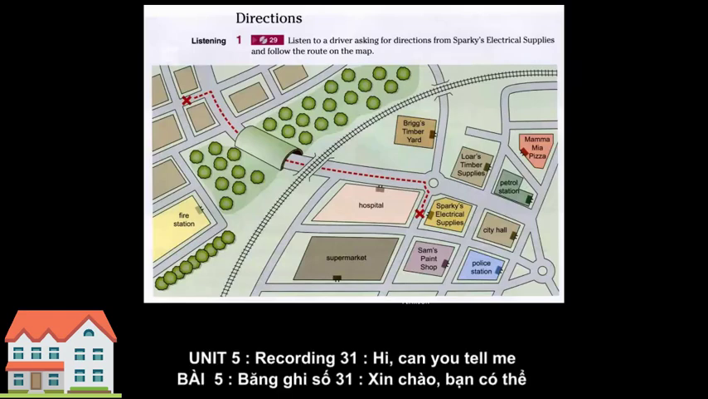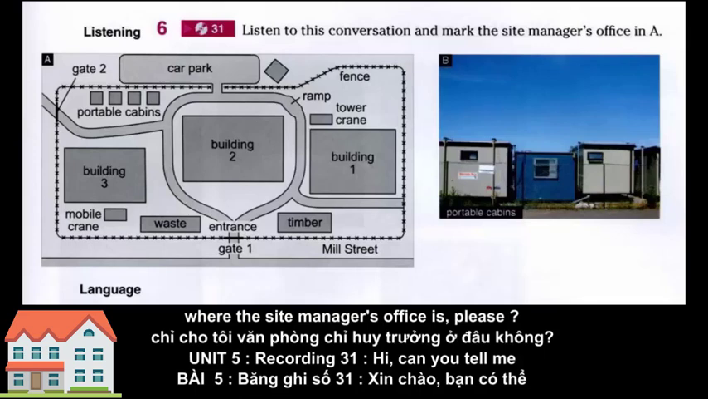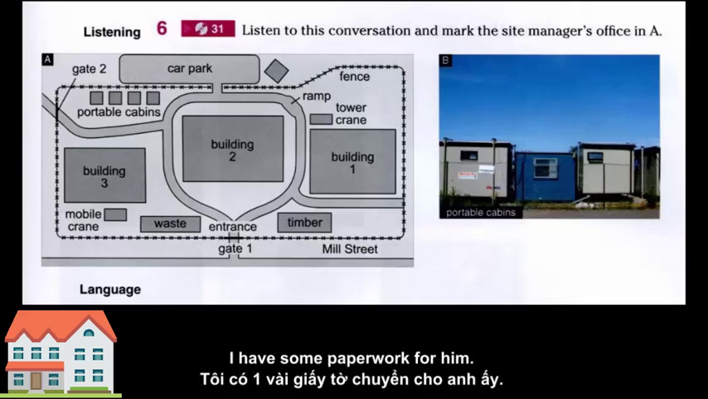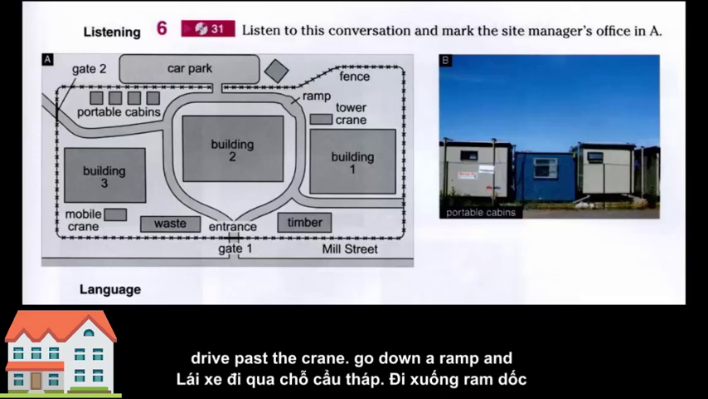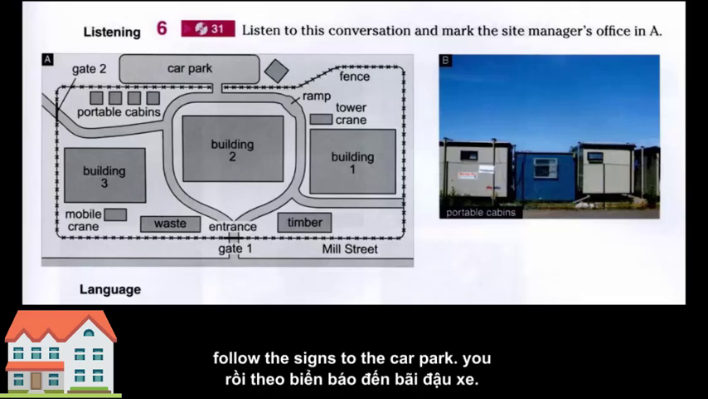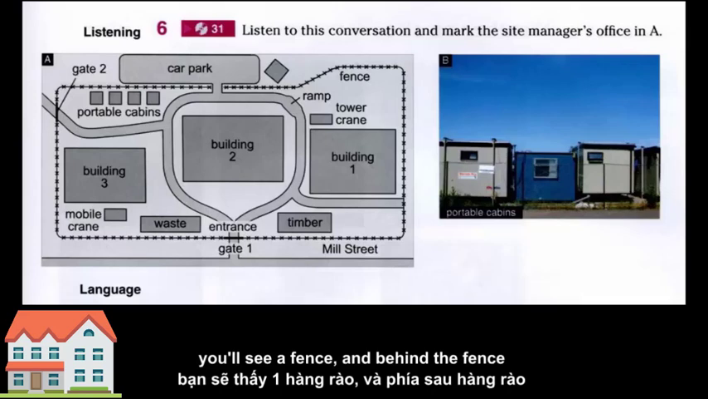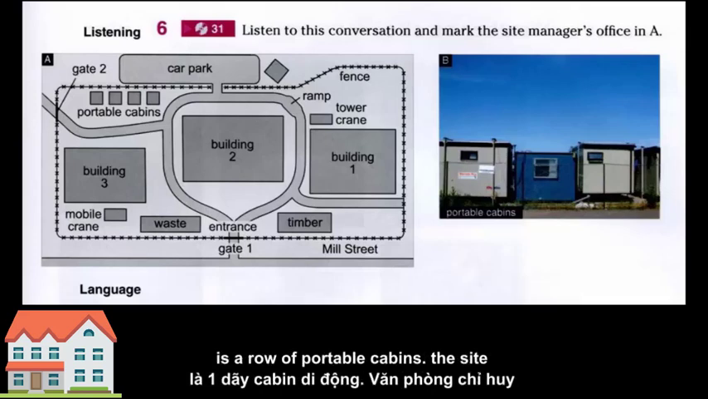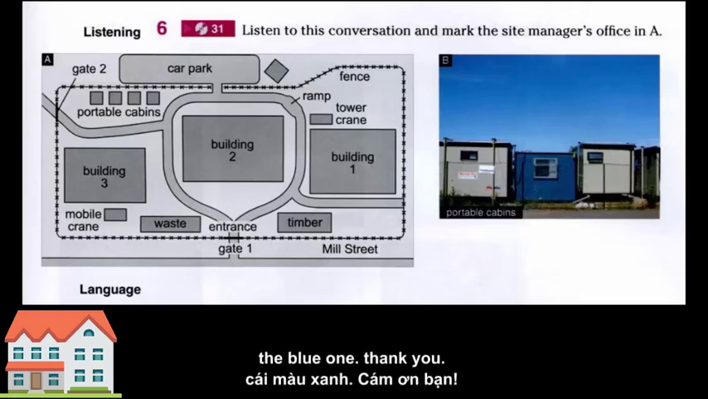Unit 5. Recording 31. Hi, can you tell me where the site manager's office is, please? I have some paperwork for him. Yes, of course. You see the tower crane over there? Yes. Drive past the crane, go down a ramp and follow the signs to the car park. You can't miss it. Okay. From the car park, you'll see a fence, and behind the fence is a row of portable cabins. The site manager's office is the second from the left, the blue one. Thank you.